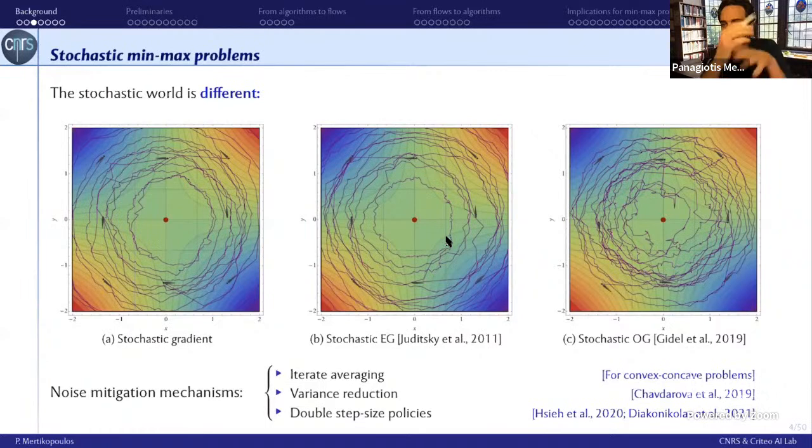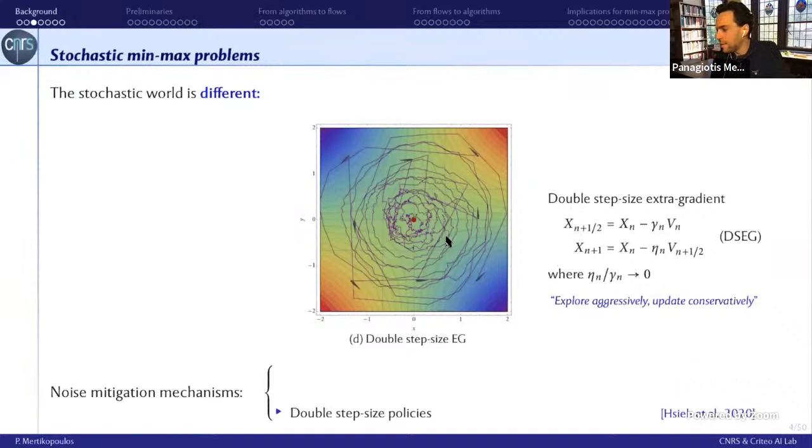Or you can fine-tune the algorithms a little bit and play with the step sizes and introduce, for instance, a double step size variant of extra gradient, where you have a different step size for controlling the step with which you explore the min-max landscape, and a much smaller step size with which you are actually updating the base state of the algorithm. And if you control the two appropriately, if you explore much more aggressively than you update, then you get, again, even in the stochastic case, a convergence result for the method's last iterate.